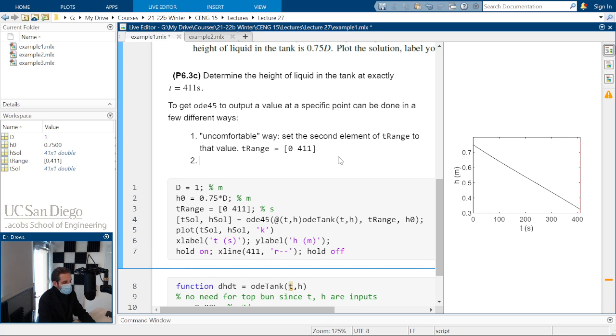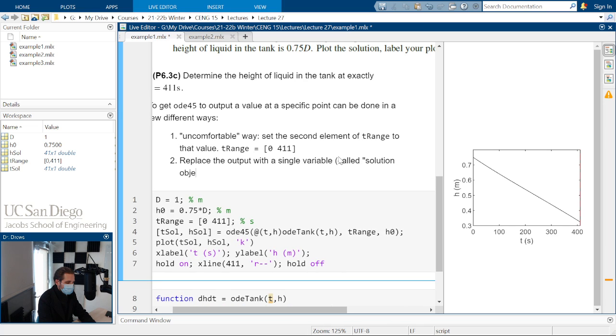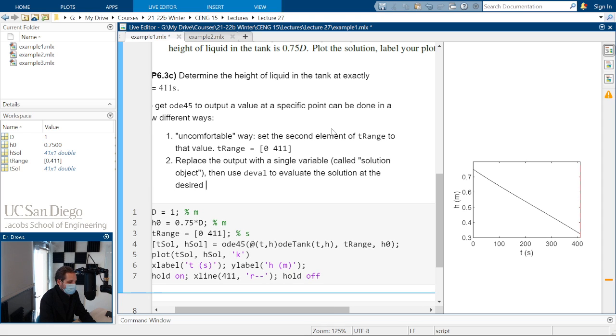The other way to do it, and the way that I generally recommend, is to replace the output with a single variable, and this variable will be called a solution object, which is a name that Matlab uses for a number of different things within its built-in functions. It comes up in calculus and in statistics a lot, inside the functions that Matlab has for those two topics. So you replace the output with a single variable called the solution object. Then use a function called deval to evaluate the solution at the desired point.